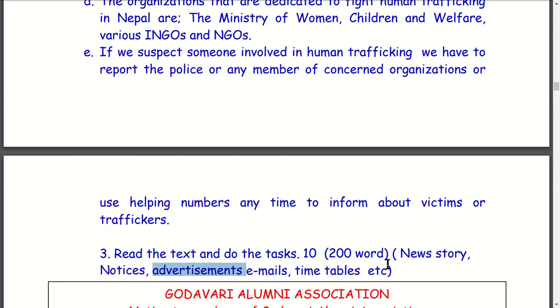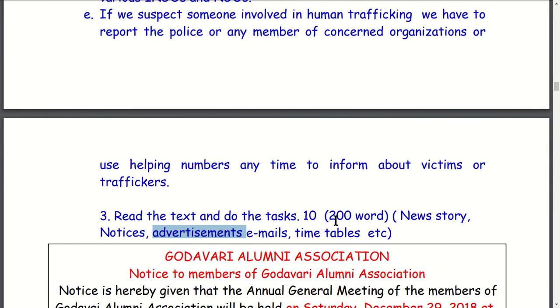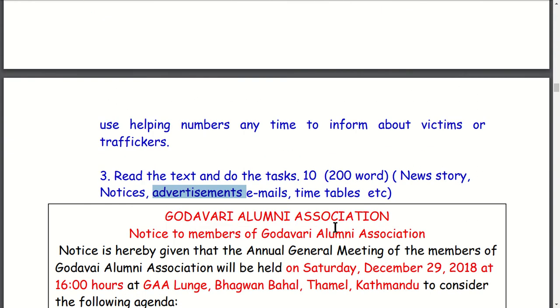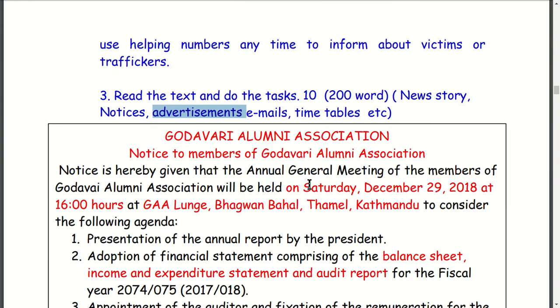Any one text is asked, and it will not be too long. It's about 200 words in length. Then you have to read the text and answer the questions here. This question carries 10 marks. This is question number 3.